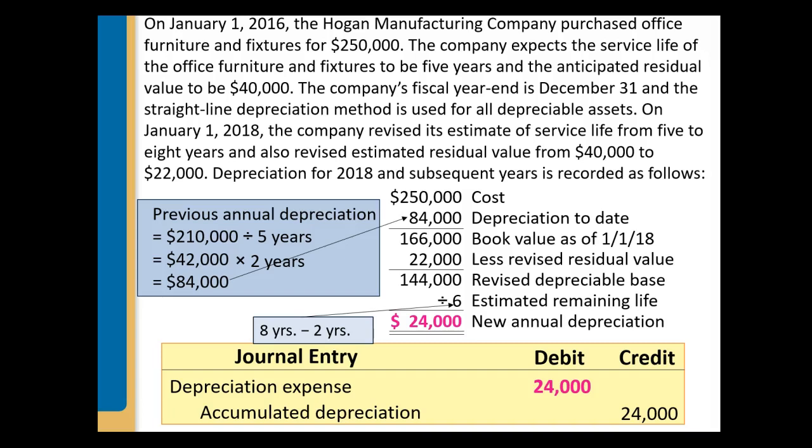So let's just take a look at this problem here so we can go through it. On January 1st, the Hogan Manufacturing Company purchased office furniture and fixtures for $250,000. The company expects the service life of the office furniture and fixtures to be 5 years and the anticipated residual value to be $40,000. The company's fiscal year end is December 31st, and the straight line method of depreciation is used for all depreciable assets.